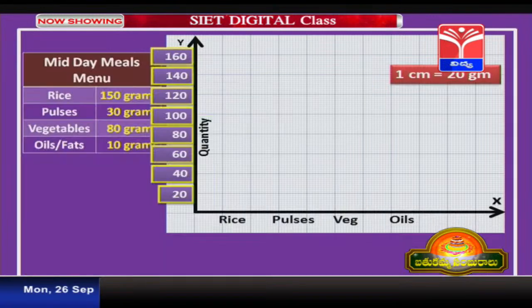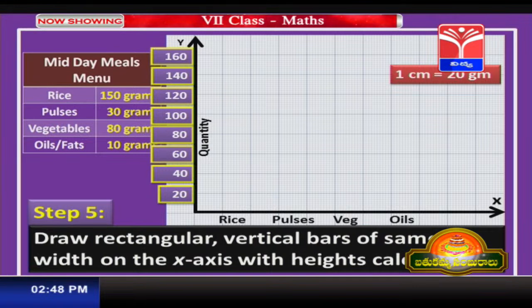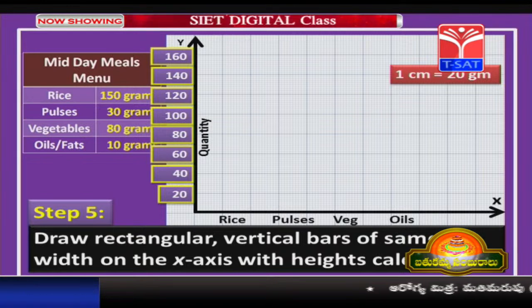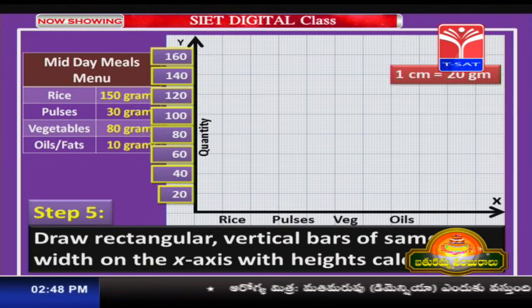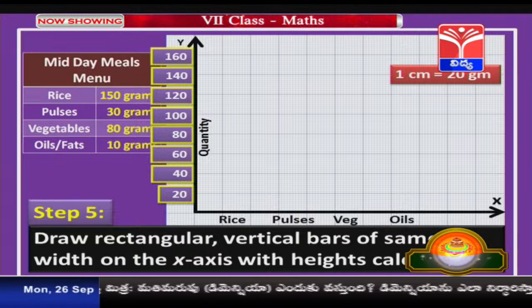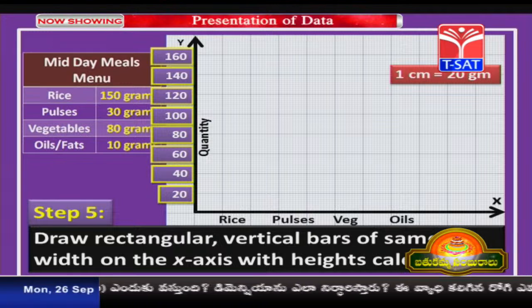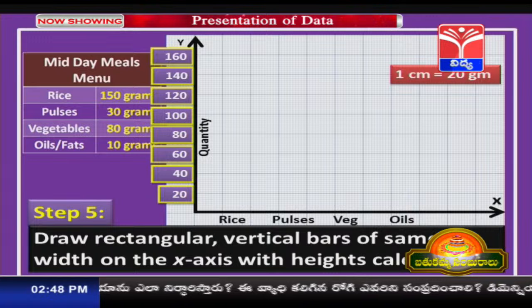Okay, children. Now, in the next step, we are going to draw vertical bars, or you can even draw horizontal bars also. So, here we are going to draw vertical bars with the same width on the x axis. This is very important, children. The width should be the same for each and every bar.